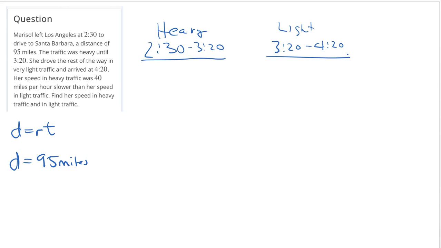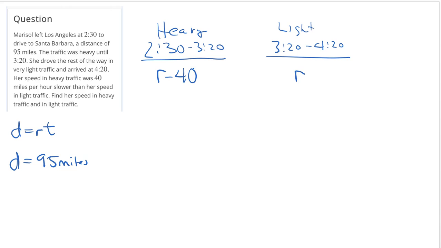Now, her speed in heavy traffic was 40 miles per hour slower than her speed in light traffic. So let's let R be the speed in light traffic. We don't know what it is, we've got to call it something, so I'm going to call it R, which stands for rate in our formula. But in heavy traffic, she was 40 miles per hour slower, so I have to call this one R minus 40.